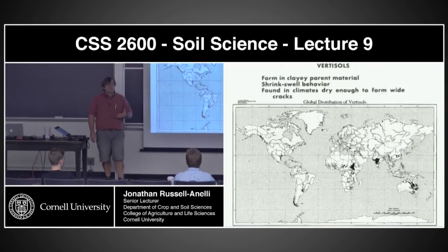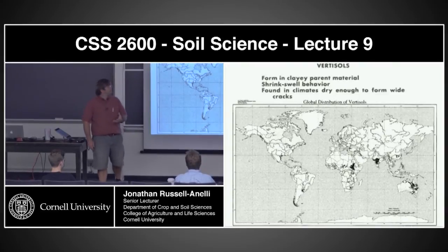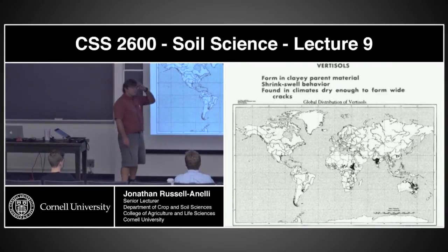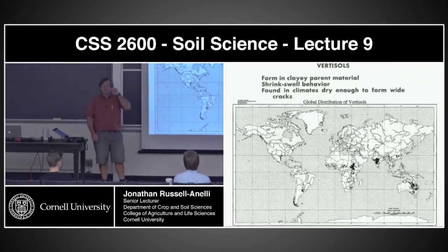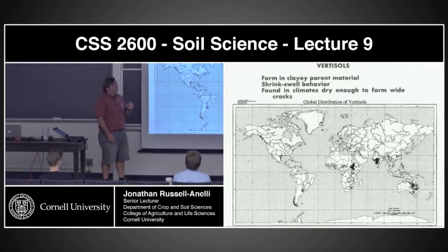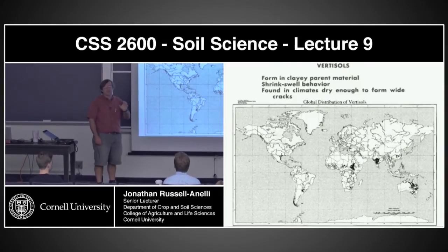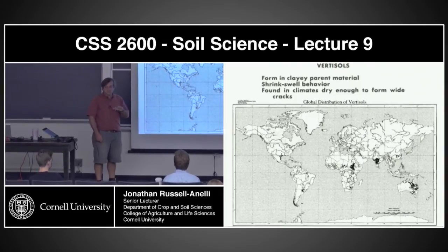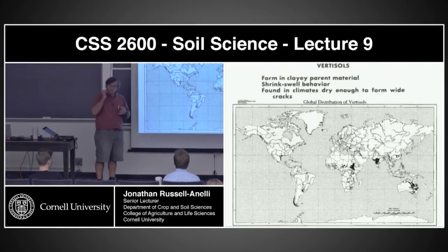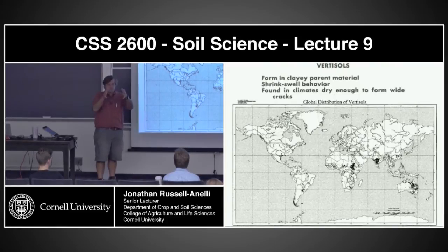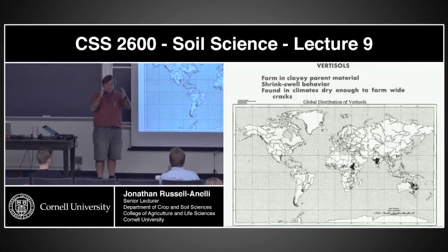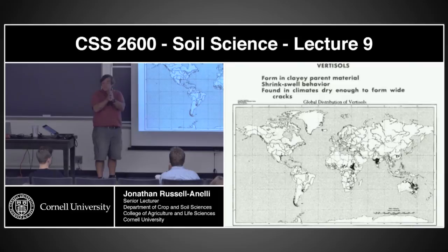All right, so let's move to the next soil, a vertisol, okay? These are soils that are formed in a very specific type of clay parent material, a parent material that has a huge shrink-swell capacity. These are smectitic clays. If you wet them up, literally you put water in them, they expand. Not that other clays don't, but these expand a lot. When you dry them, they shrink. Expansion, contraction, just like the jello soils.